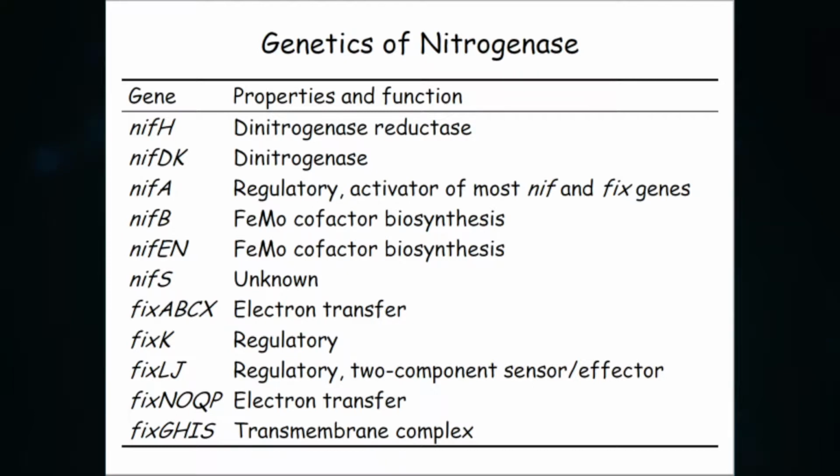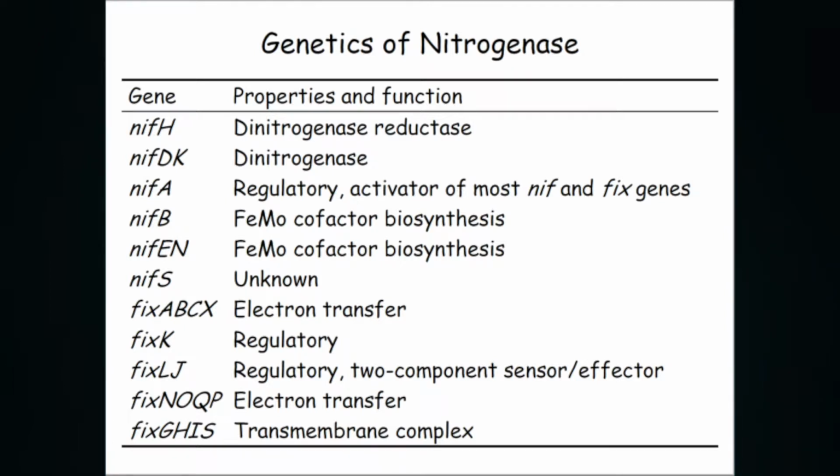and they refer to them as NIF genes and fix genes, and you see the list here: dinitrogenase reductase, dinitrogenase, regulatory activators of most NIF and fix genes, iron-molybdenum cofactor biosynthesis. You have 2 different genes associated with that. NIF-S is unknown; they're not exactly sure what that gene does, but they know that it's affiliated with nitrogen fixation and the production of nitrogenase. Electron transfers, which is fixABCX, and then regulators, et cetera, et cetera.